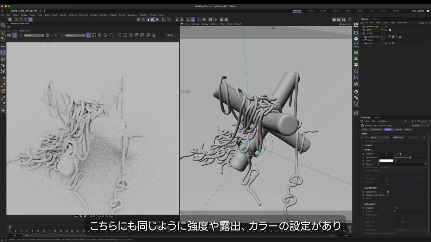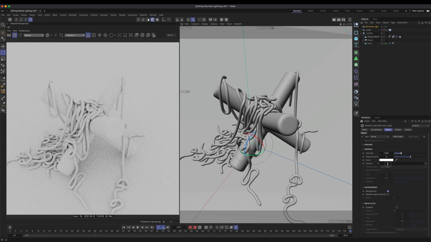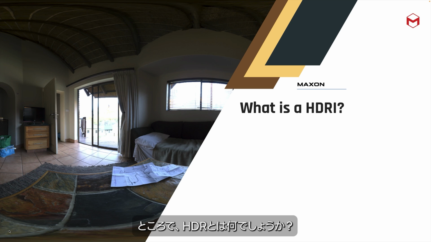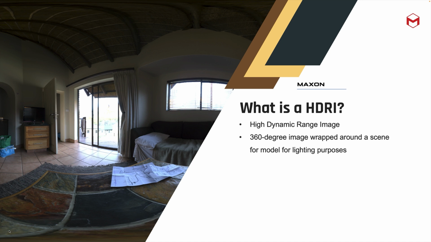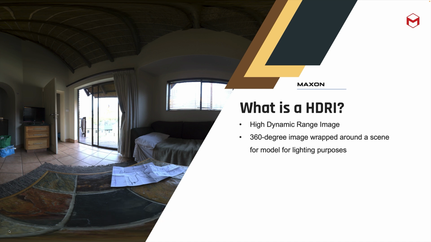Again, we have some similar settings like intensity, exposure, and color. But just below those, we have a texture input. And this is where we can add a HDR image. But what is a HDRI, you may ask? Well, it stands for High Dynamic Range Image, and it's a 360-degree image that is wrapped around a scene or model for lighting and background purposes.